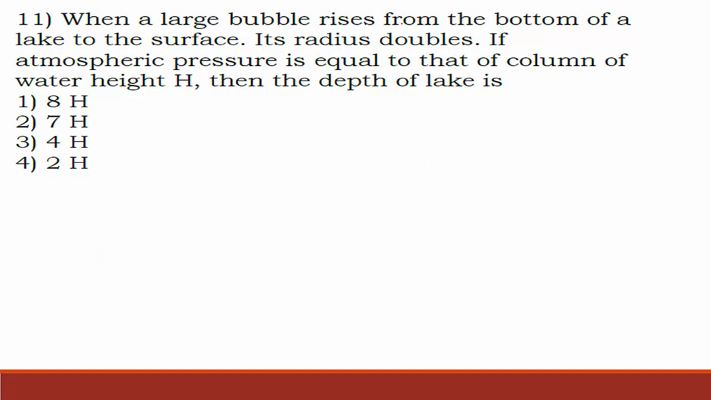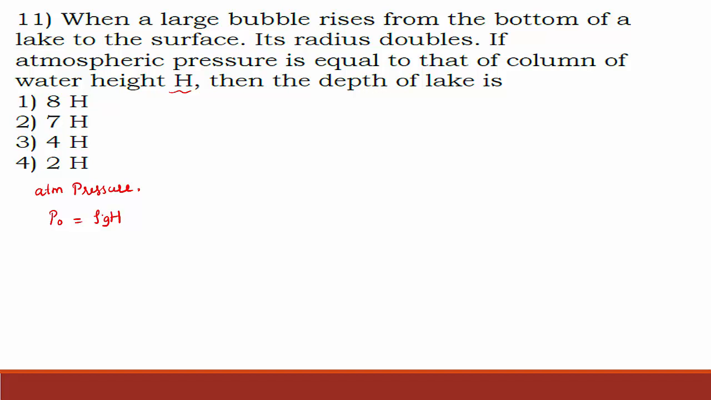When a large bubble rises from the bottom of a lake to the surface, its radius doubles. If atmospheric pressure is equal to that of a column of water of height h, then the depth of the lake is? We have to find the depth of the lake. You can observe a large bubble rises from the bottom of the lake to the surface. Atmospheric pressure is given by P naught equal to rho g H, where rho indicates density of the water.